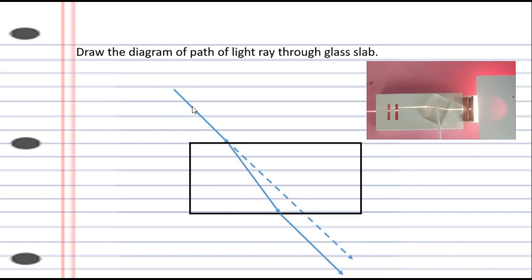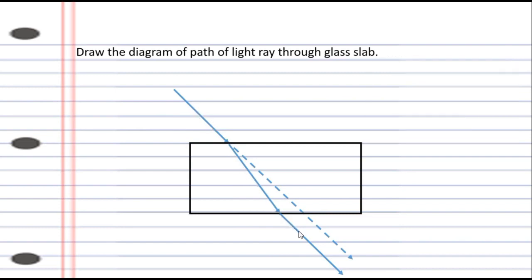This is the incident ray. It has taken a bend here, and then it has moved in this direction. It was supposed to go in this direction had there been no glass slab, right? But this has gone parallel to the direction of the incident ray.